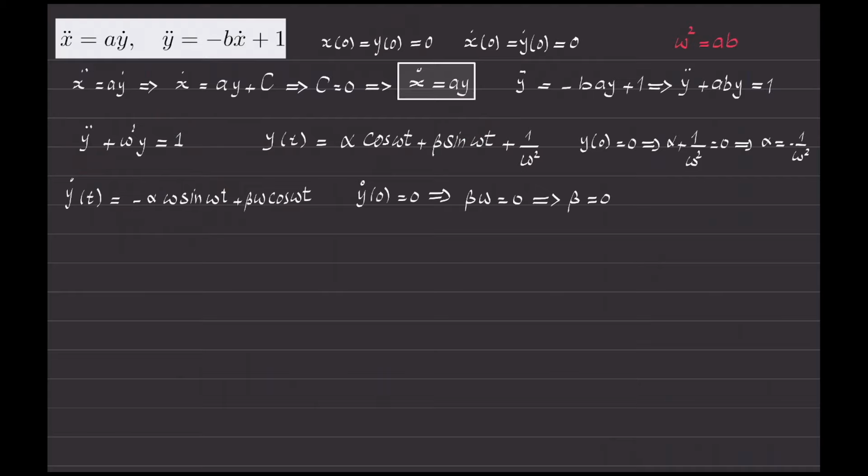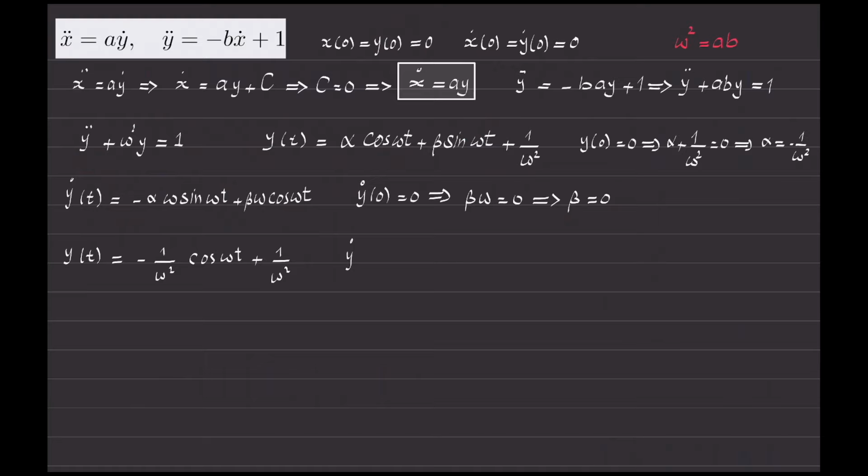Okay, so now what I will do, beta is 0, alpha is minus 1 over omega squared. I put them here, I will get my y. So y of t is equal to minus 1 over omega squared cosine omega t plus 1 over omega t. This is my y, and if I put it in this relation, I will find my y dot.